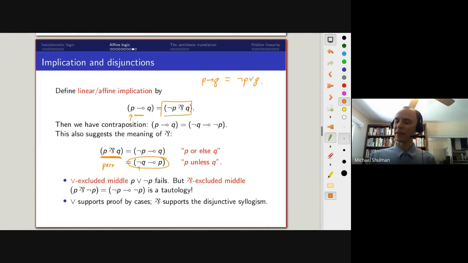So the excluded middle fails for the additive disjunction, but the excluded middle is true for the multiplicative one. And I like to think about it as saying the additive disjunction supports the proof by cases, but the multiplicative disjunction supports the disjunctive syllogism. So two different ways of reasoning about a disjunction. In linear or affine logic, we separate them into two different connectives.